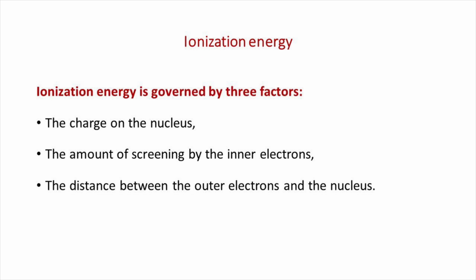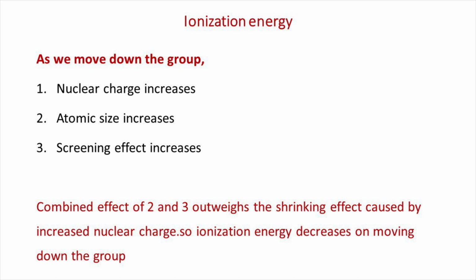The next general property is ionization energy. Ionization energy is governed by three factors: the charge on the nucleus, the amount of screening by the inner electrons, and the distance between the outer electrons and the nucleus. As we move down the group, nuclear charge, atomic size and screening effect increase. The combined effect of increase in atomic size and screening effect outweighs the shrinking effect caused by increased nuclear charge. So, ionization energy decreases on moving down the group.